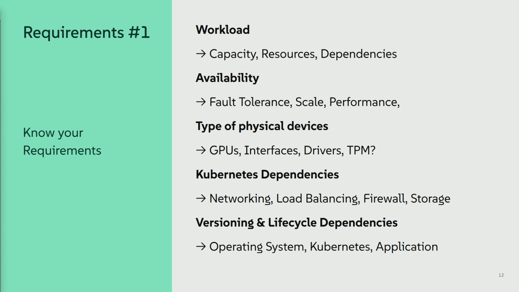But we also need to understand what dependencies the application stack, or the workload stack, has on the Kubernetes side of things. And then we need to check out what versioning and lifecycle dependencies we have. One of the big problems in the cloud native space these days is we are installing 100 different modules, 100 different packages from different sources, different Helm charts. And all of them have their own life cycle.